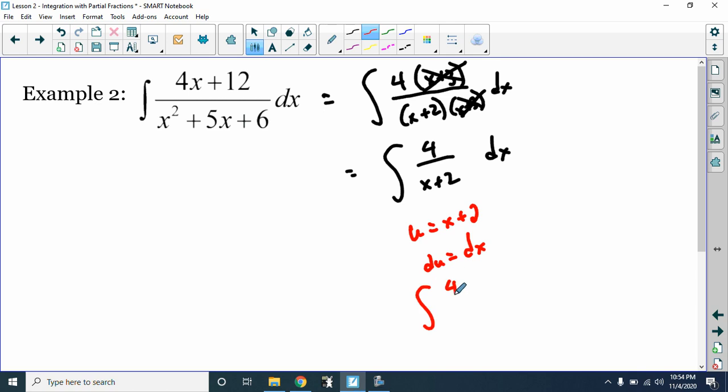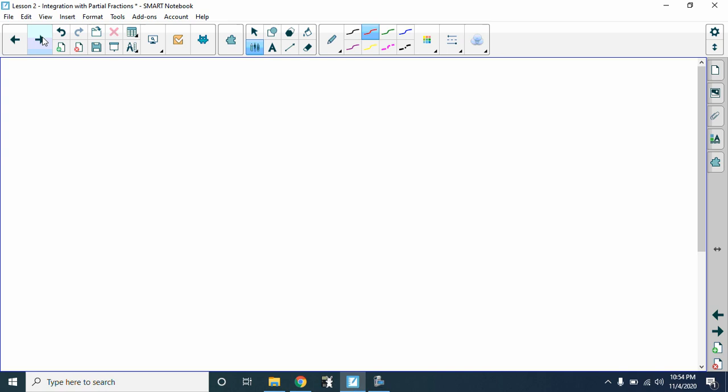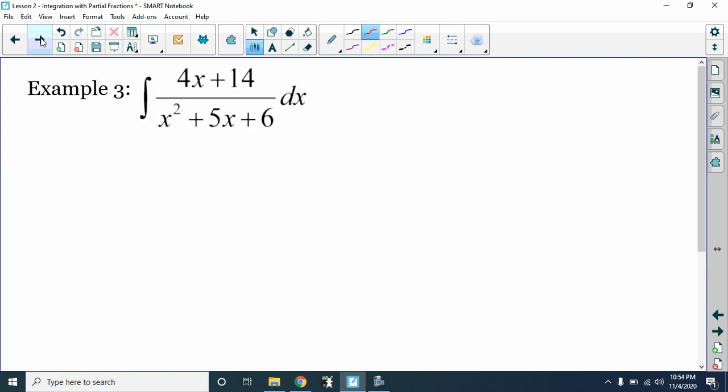So we get the integral of 4 over u, which is 4 ln of u. So we get 4 times the natural log of the absolute value of x plus 2 plus c. Again, much faster than it would be if you tried to use partial fractions on that problem. Example 3. Looks almost identical. The integral of 4x plus 14 this time over x squared plus 5x plus 6 dx.